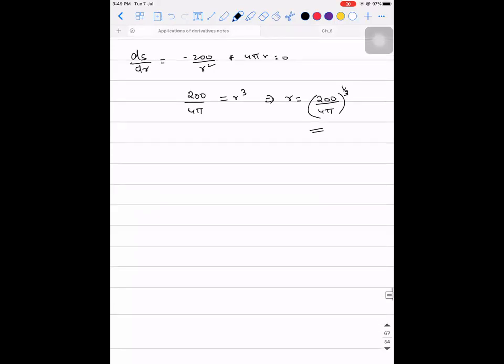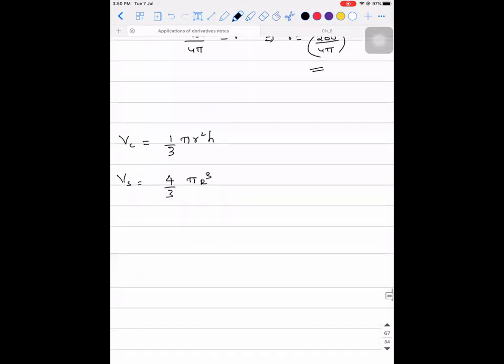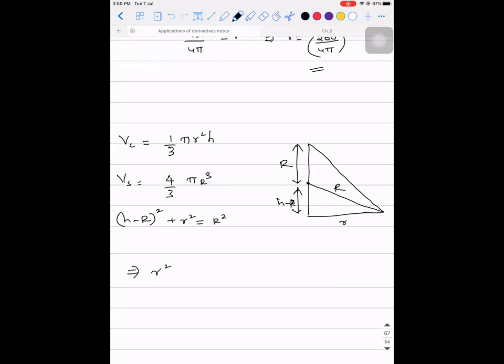Wait, I'll draw it again. So volume of the cone is equal to 1 by 3 pi small r square H. Volume of the sphere is 4 by 3 pi capital R cube. And this is how the cone is. From this point, this is capital R, this is H minus R, and this is small r. So H minus R the whole square plus small r square is equal to capital R square, which implies small r square is equal to capital R square minus H minus R the whole square.